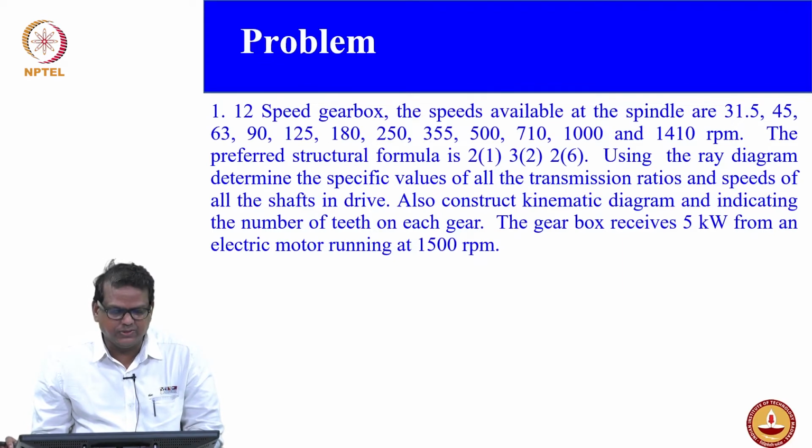Using the ray diagram, determine the specific values of all transmission ratios and the speeds of all the shafts in the drive. Also, construct a kinematic diagram indicating the number of speeds, and indicating the number of teeth on each gear. The gearbox receives 5 kilowatt from an electric motor running at 1500 RPM. That is the problem. Okay.